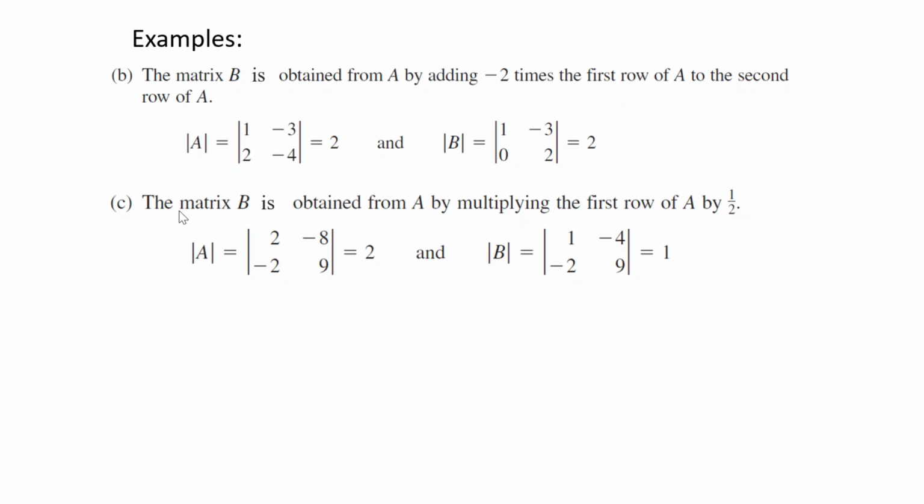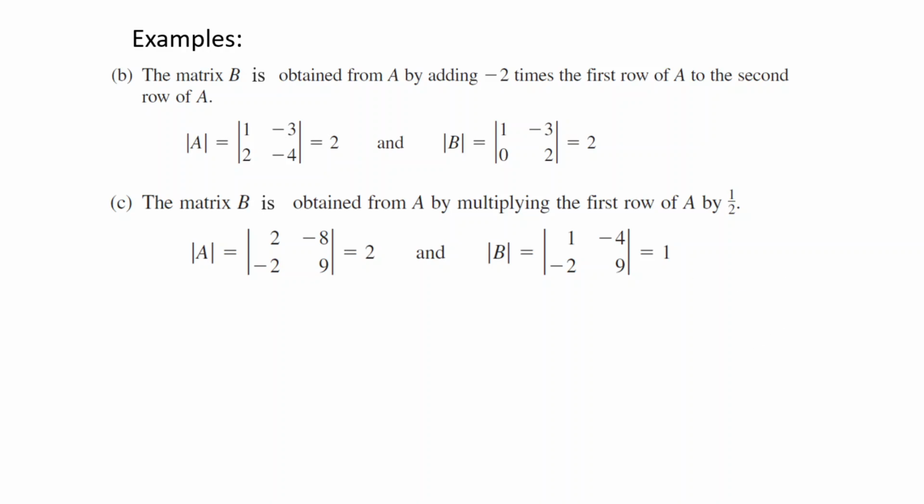And for the third example, we have matrix B obtained from A by multiplying the first row of A by 1/2. So we have 2, negative 8 here. We multiply by 1/2, so that becomes 1, negative 4. And take note, the determinant of A is equal to 2, and the determinant of this is 1. So again, the determinant of this new matrix is equal to 1/2 of the determinant of the original matrix, because this is obtained by multiplying the first row of A by 1/2.